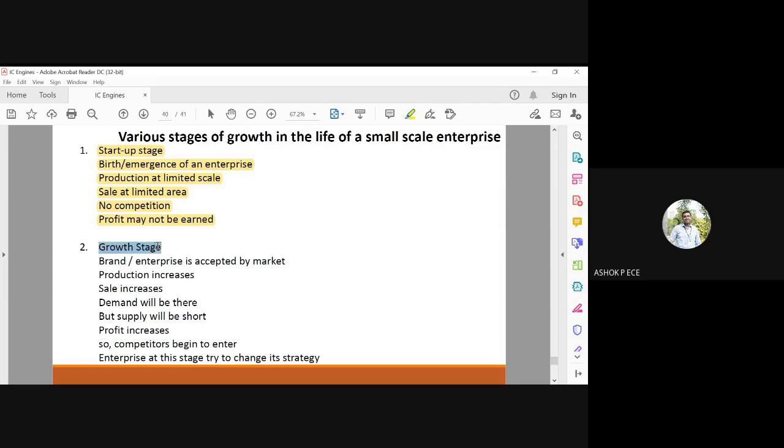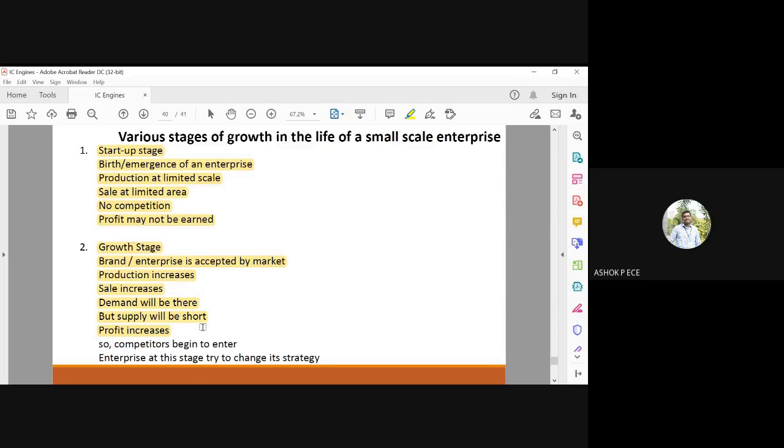Once you have sold your products, the brand is accepted by the market. People have started accepting your product. So you are forced to increase your production because the demand and sales are higher. Demand is more, production will increase, then sales will increase, obviously. But supply will be short because you are not able to produce so many goods in a limited period of time. So the profit is going to increase. You will have a good profit. When supply is short, you can fix your price accordingly based on the demand.